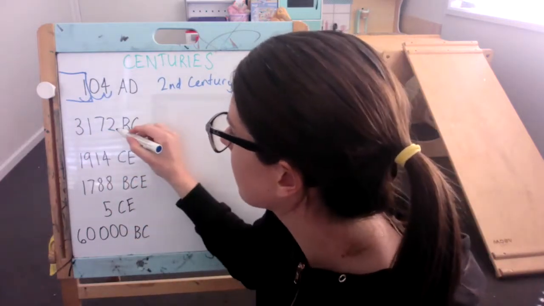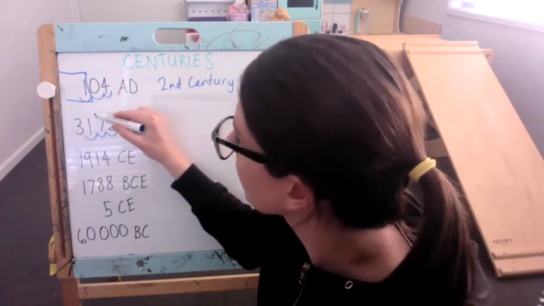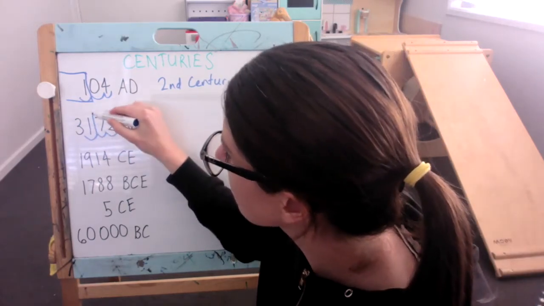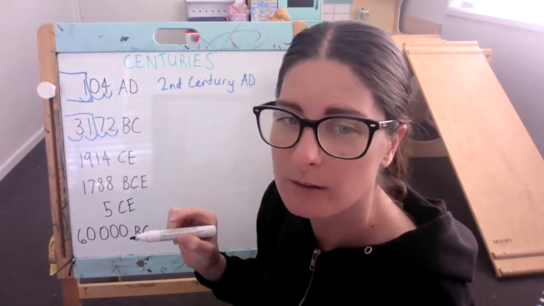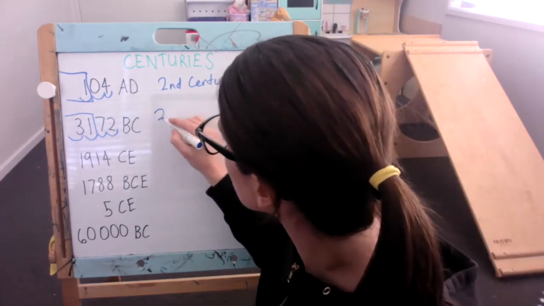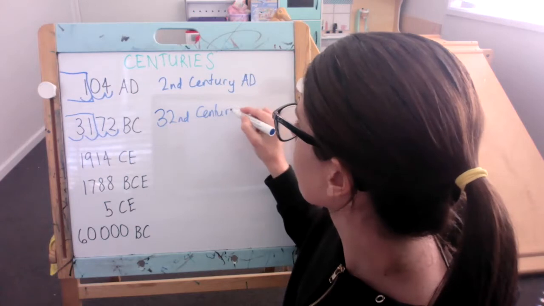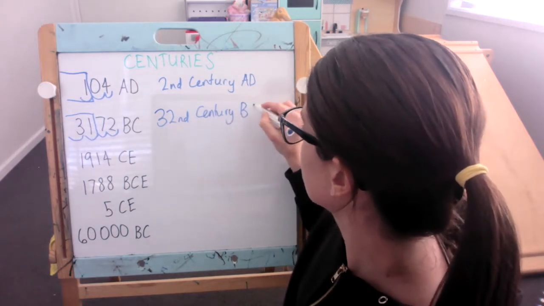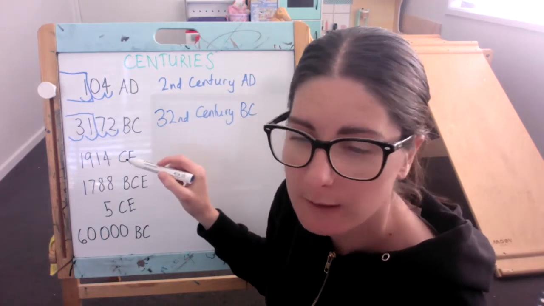Okay, the next one. 1, 2, 3. Yep, so we're going to go from there onwards. And the number is 31. 31 plus 1 is 32. So the 32nd century BC.